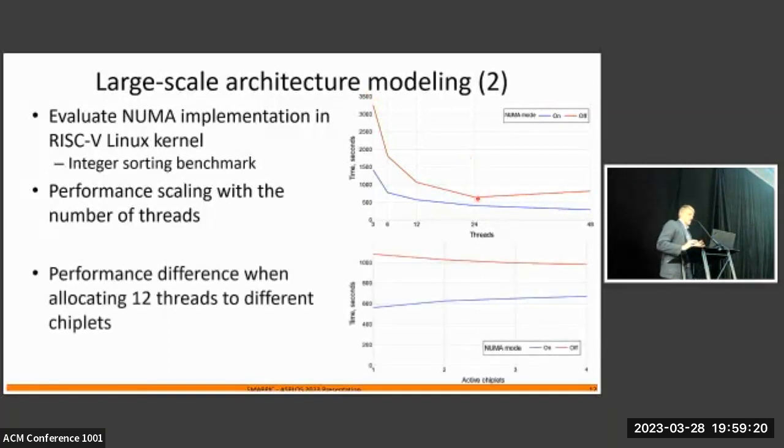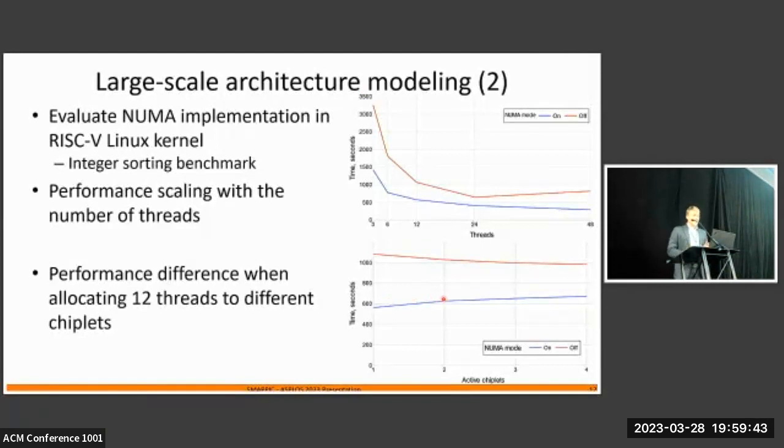Another study we did is how the allocation of the threads influences the performance results of the benchmark. So we fixed the number of threads to 12, and we distributed them across 1, 2, 3, or 4 active chiplets. And we see the expected results with NUMA mode enabled. The performance decreases slightly because we basically increase the effective distance between the threads.